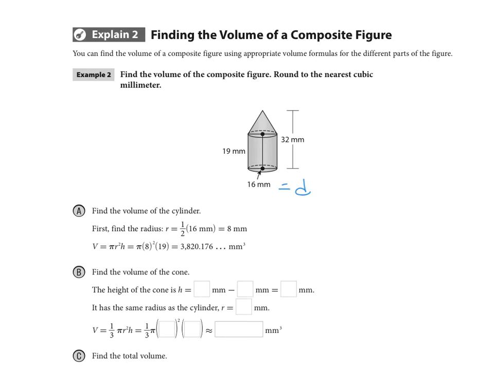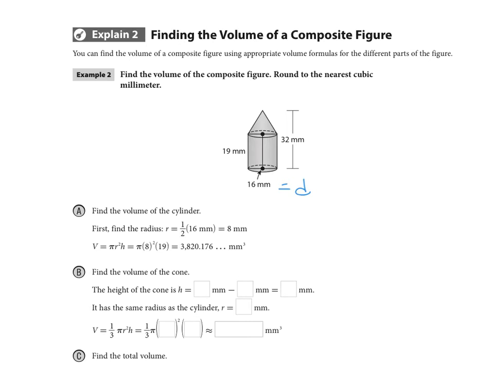So volume of the cylinder is pi r squared h. Remember, area of the base is the circle part of that. So pi r squared h is pi times 8 squared times 19, the height of just the cylinder. So that is going to be 3,820.176 and so on millimeters cubed. So that's the first part of our composite volume.